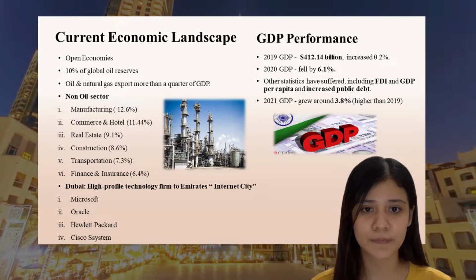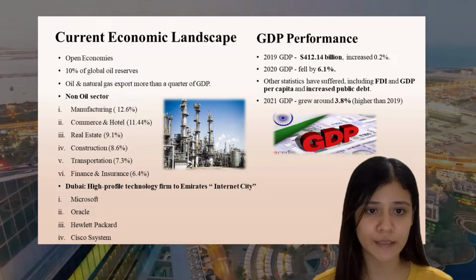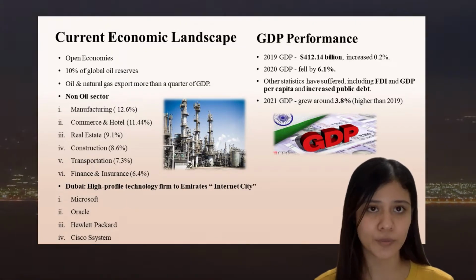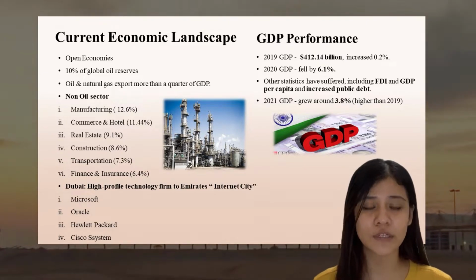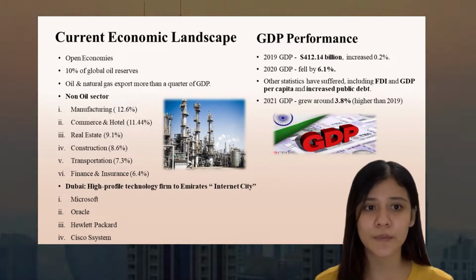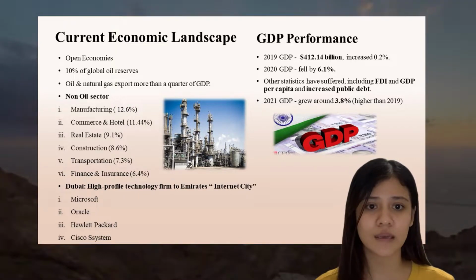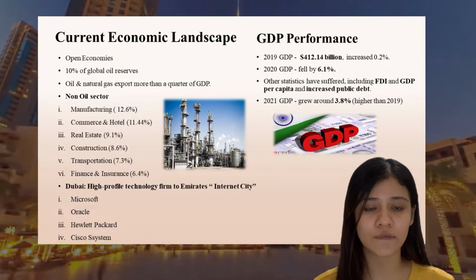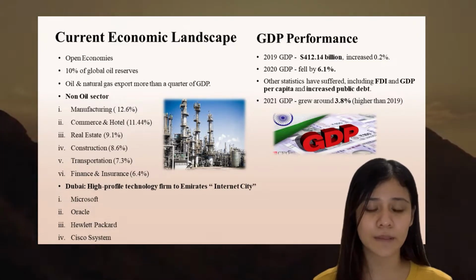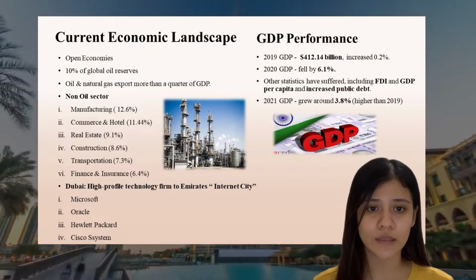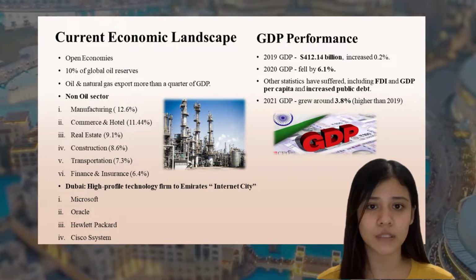The UAE's GDP reached $412.14 billion by the end of 2019, an increase of only 0.2%. Due to the pandemic outbreak and the sharp fall in oil prices in the first half of 2020, GDP fell by 6.1%, and as a result, other statistics suffered, including a fall in FDI and GDP per capita, as well as a rise in public debt. However, in 2021, GDP grew by 3.8%, which is higher than the rate of growth in 2019.